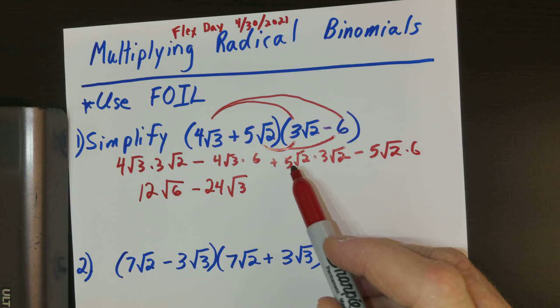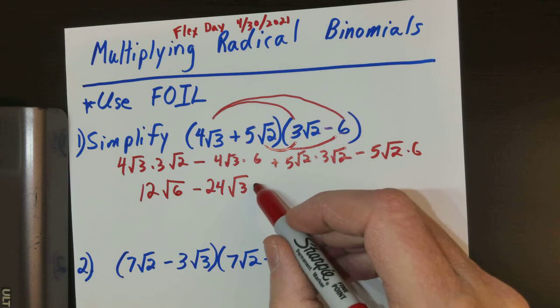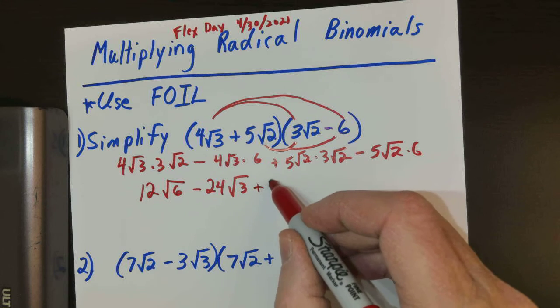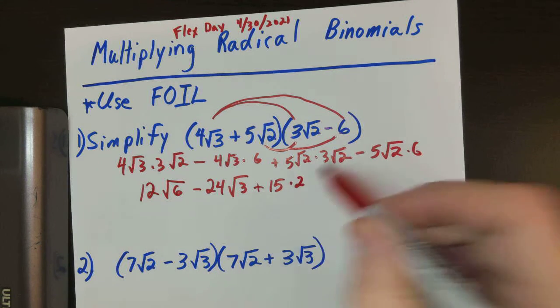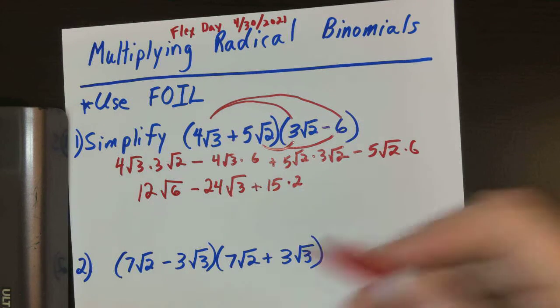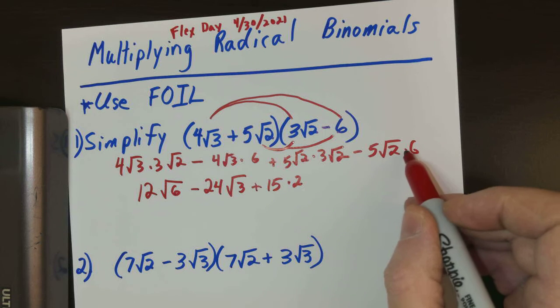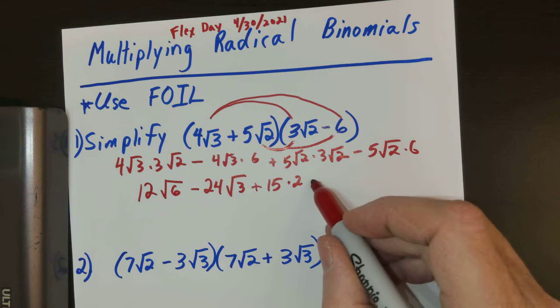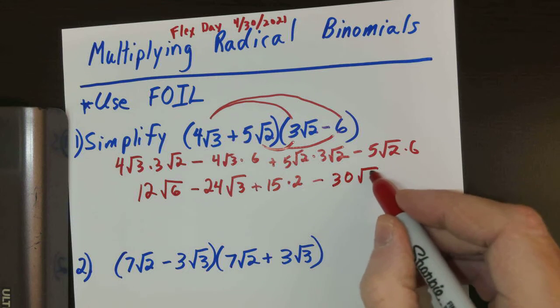And then I have 5 times 3. That is 15 times square root of 2 times square root of 2 is 2. I'm going to change that to 30 in my next step here. And then 5 radical 2 times 6. That's minus 5 times 6. That's 30 radical 2.